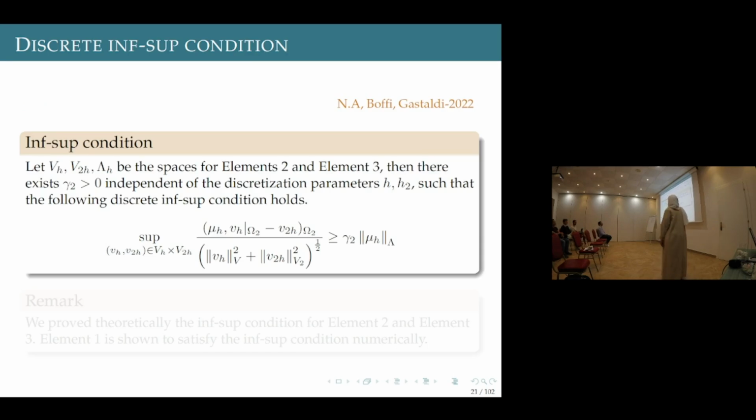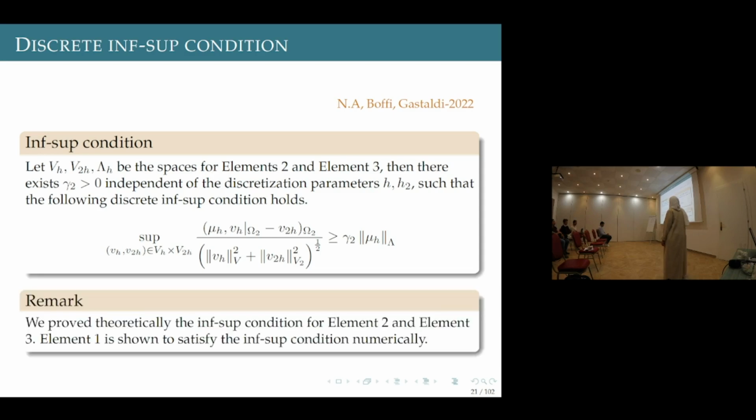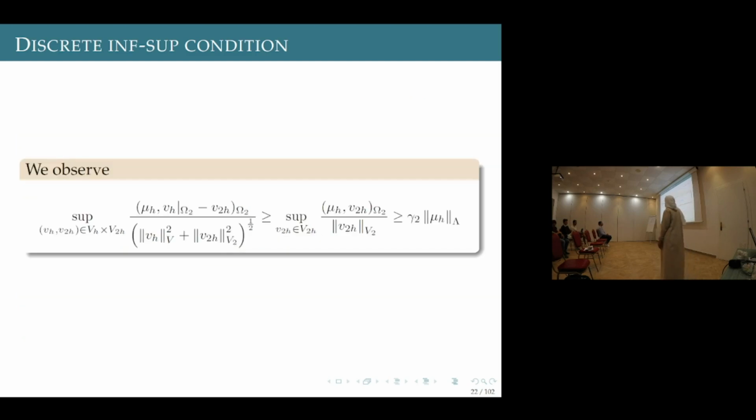The second condition is the M-sub condition, and we proved that the M-sub condition is satisfied for element 2 and element 3. Reminder, element 2 is Q1, Q1 plus a bubble, P0. Element 3 is Q2, Q2, P0. So we need the bubble part. In Q2 it's already in the element, and in element 2 we add it to the Q1. And we showed that this is satisfied for those two elements. However, we also have some numerical tests that show that element 1, which is Q1, Q1, P0, is also passing the M-sub test.